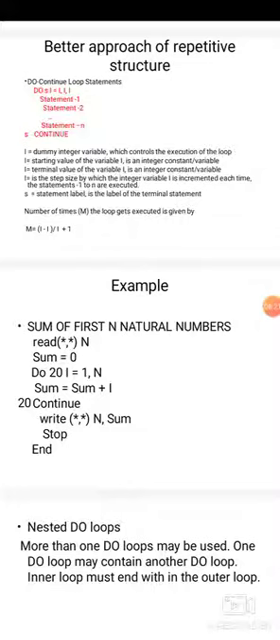Let us take n as 5. Then we want to find the sum of the first 5 numbers 1, 2, 3, 4, 5. Okay. In the starting sum is 0. Do 20, I is 1 to 5. Sum is 0 in the starting. Then sum will become sum is equal to 0 plus 1, 1. 20 continue.